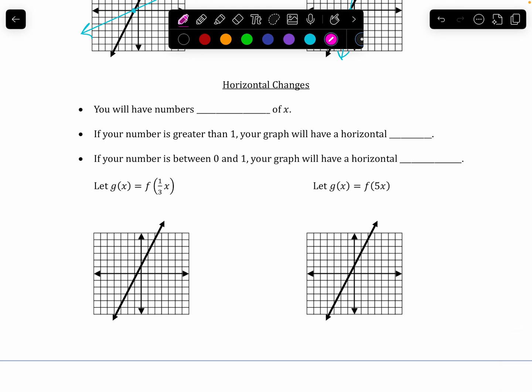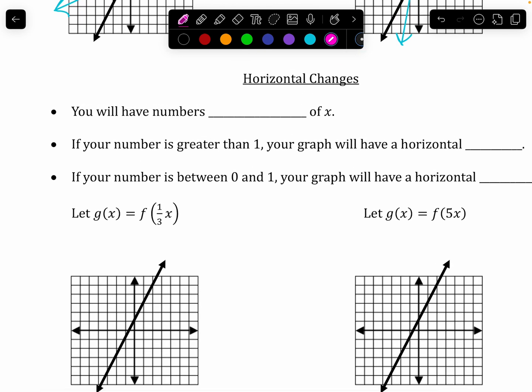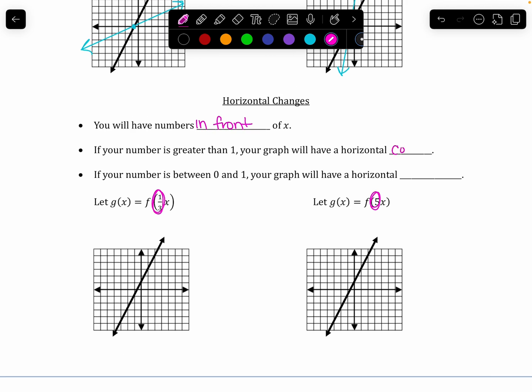So when we talk about horizontal changes, instead of your number being in front of f of x, you're now going to have numbers in front of x only. So look down here. They were in front of f, now they're in front of x. If your number is greater than 1, your graph will have a horizontal compression. It's the opposite of what you think it is. So horizontal changes are the opposite of what you think, okay? You would think a number greater than 1 would be getting bigger, but in reality, it's going to be a horizontal compression. And then if your number is between 0 and 1, your graph will have a horizontal stretch, okay?